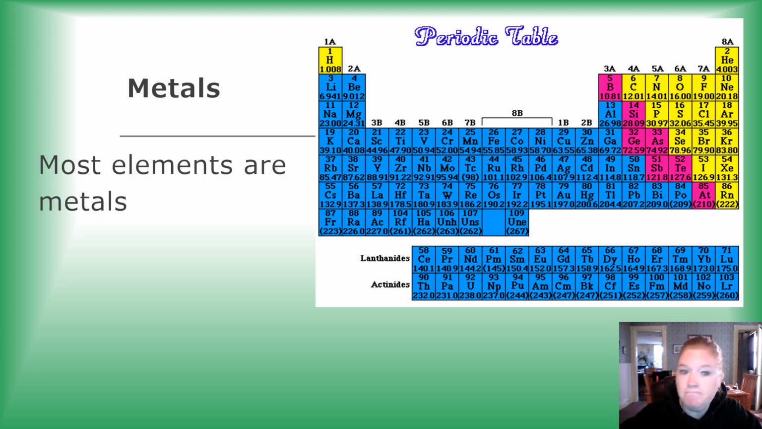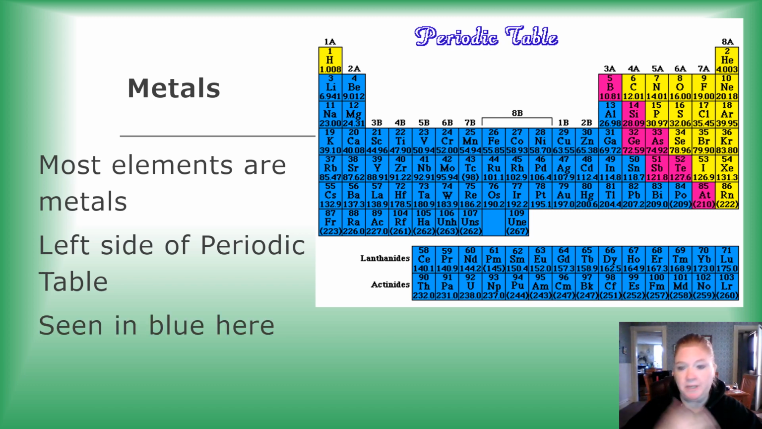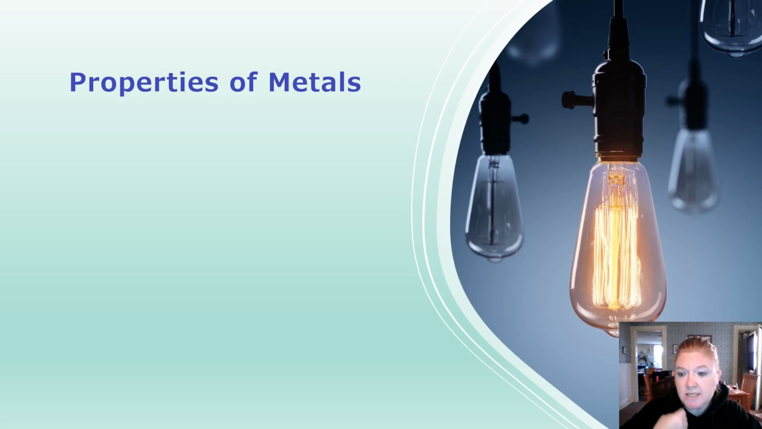Metals. Most elements are metals. Left side of the periodic table, seen in blue here. So look how much blue there is. Most of the elements on the periodic table are in fact metals. And remember, metals tend to lose electrons when they form compounds.